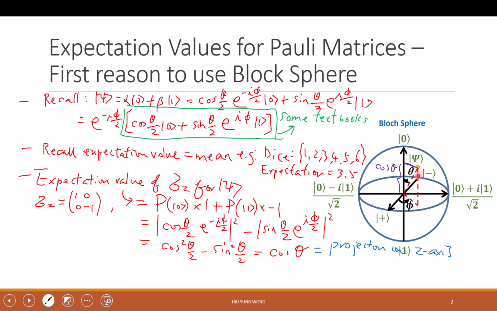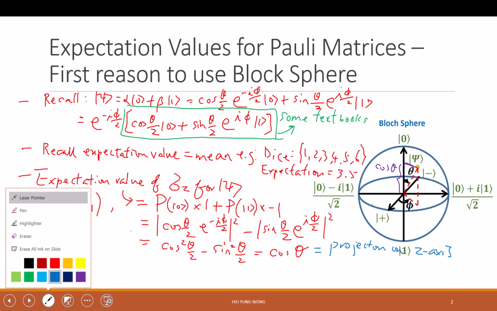Just like 0 plus 1 is not equal to nothing. Okay, it's a superposition. But I can use this to help me understand and visualize the dynamics in the future. Because now I can see that its expectation value is just this point projected onto the axis, which makes sense classically also. Okay? That is one thing, right? Any questions?